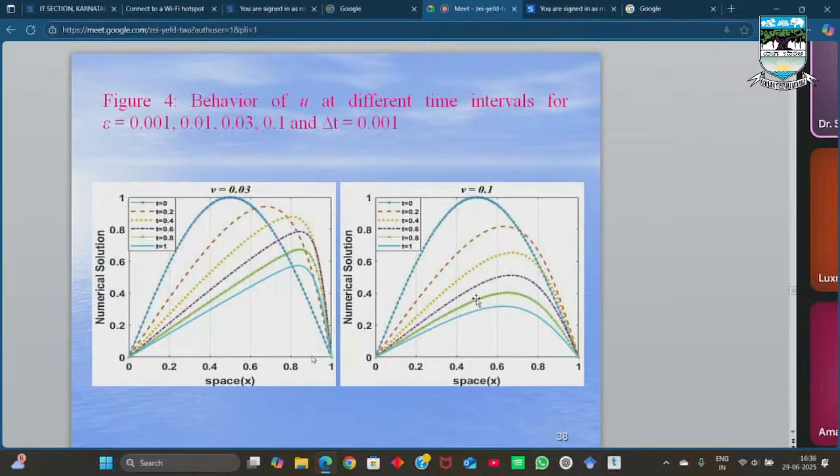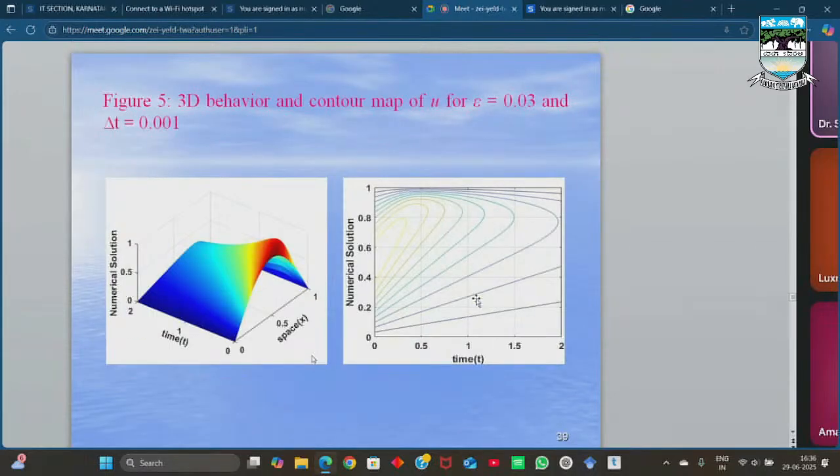Similarly, the behavior of solution profiles is shown for different values of epsilon at different time levels. Whether it is a smaller one or a larger one, the behavior of solution profiles is smooth and not fluctuating at any time level. This is the contour graph which is shown for epsilon equals to 0.03.